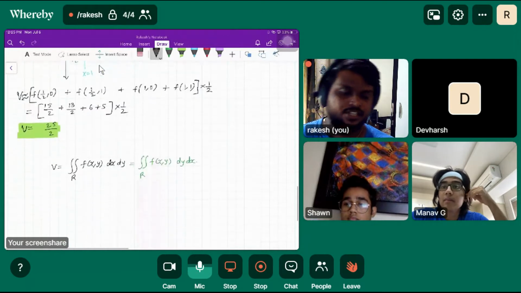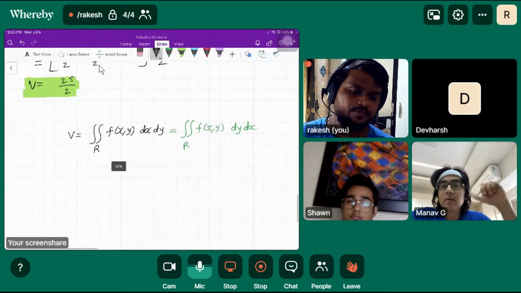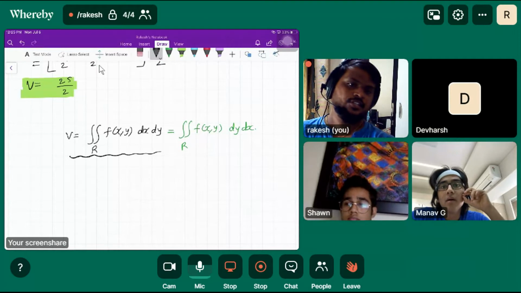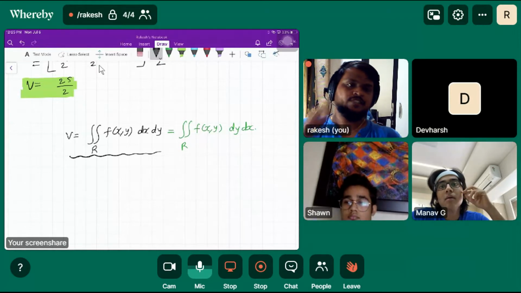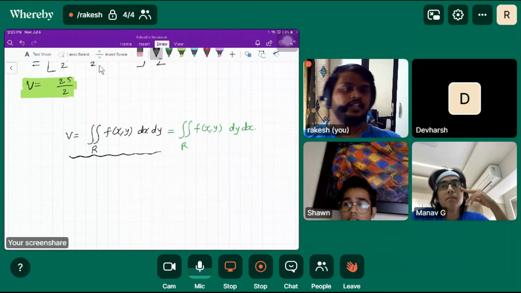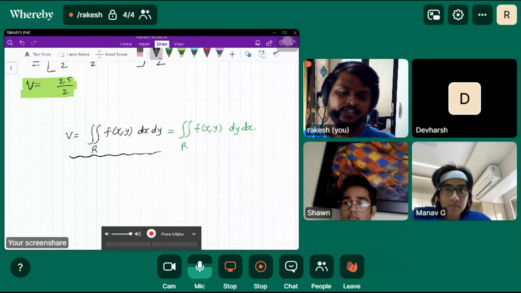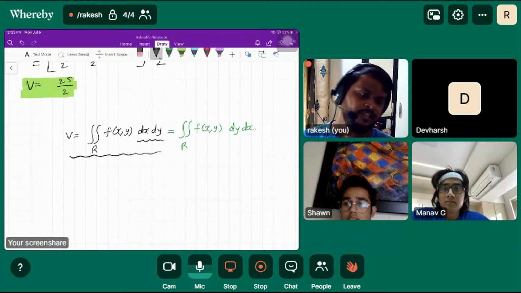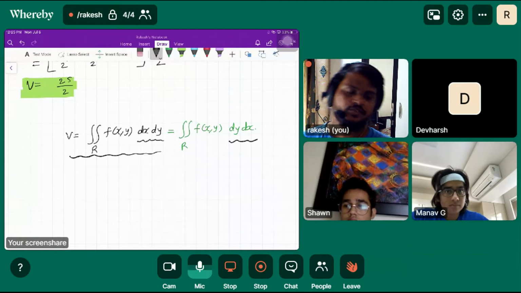See, the question is very straightforward. We found this expression, right? This expression gives you the exact volume under the region. My question is, can we switch the position of dx and dy? Can we write dy dx instead of dx dy?